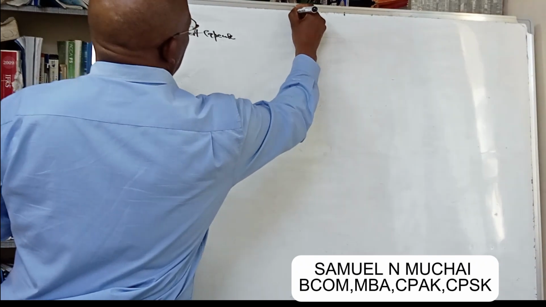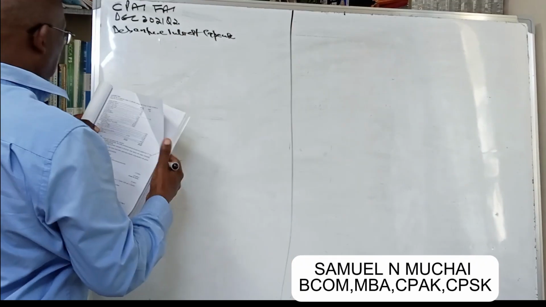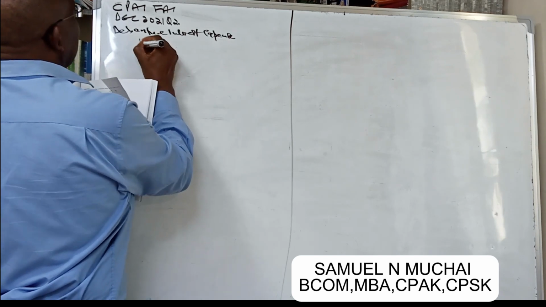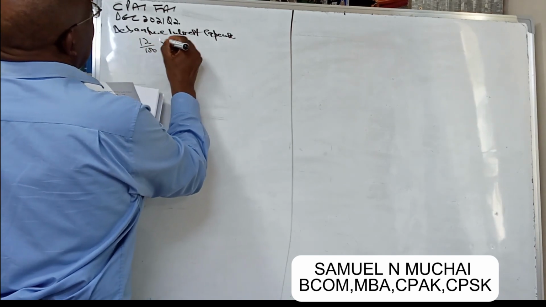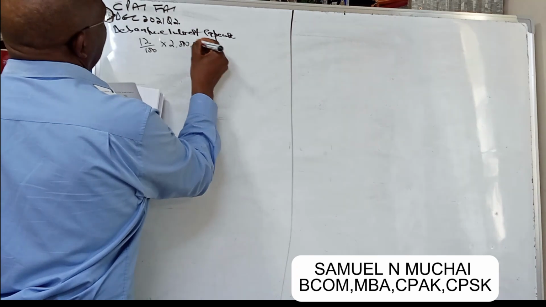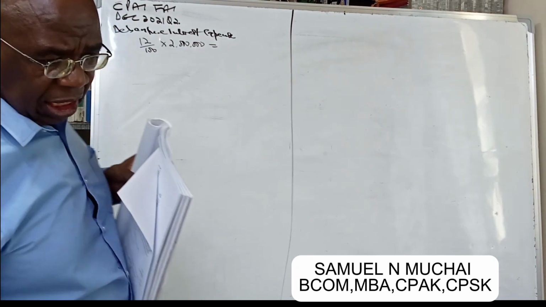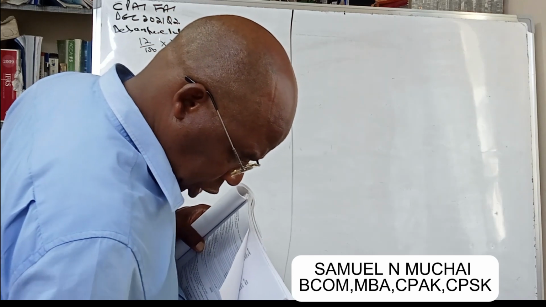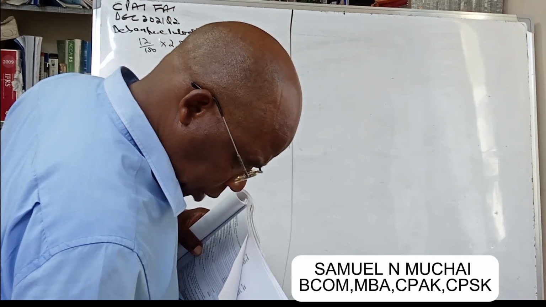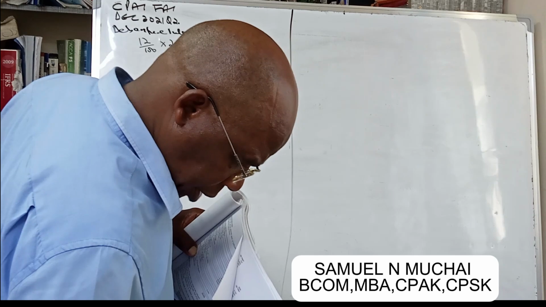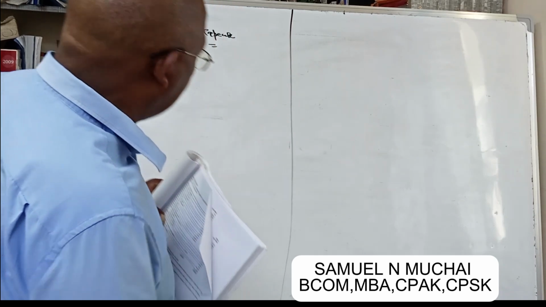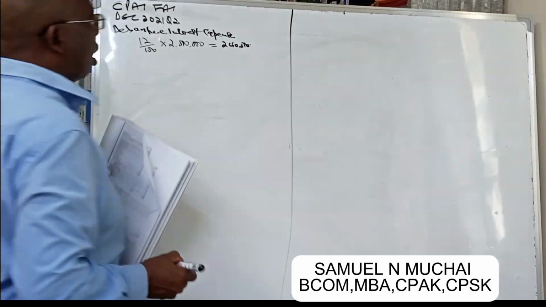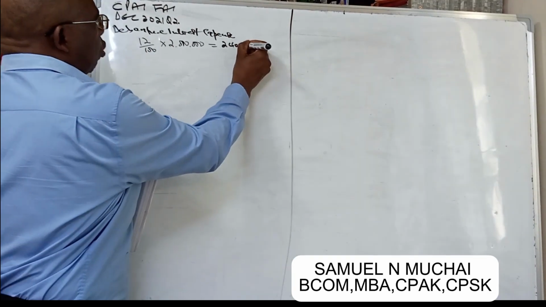So, debenture interest expense. We're told that we have 12% debentures of 2 million. 12% debentures attract interest of 12%, and their value is 2 million. 12% times 2 million, 0.12 times 2 million, we get 240,000. So our debenture interest expense is 240,000.